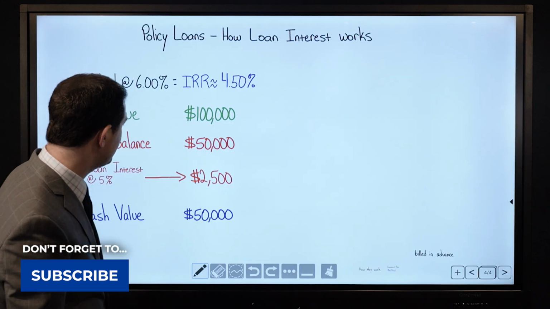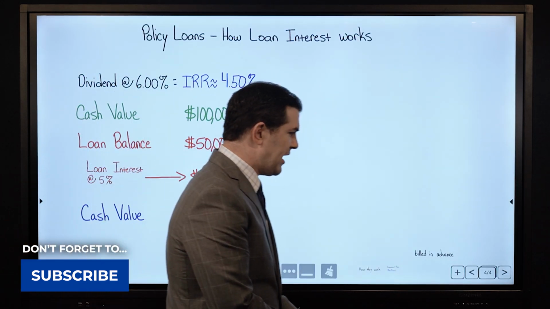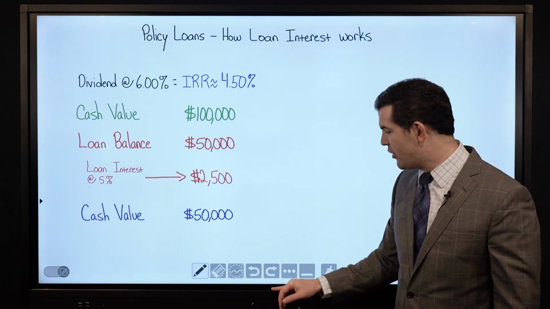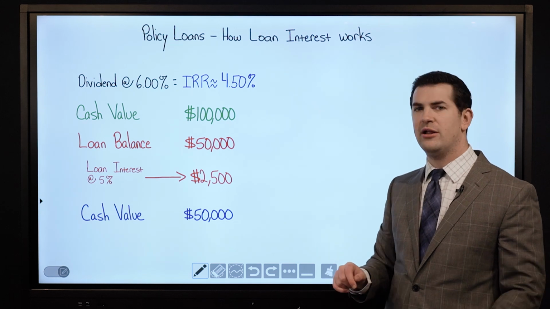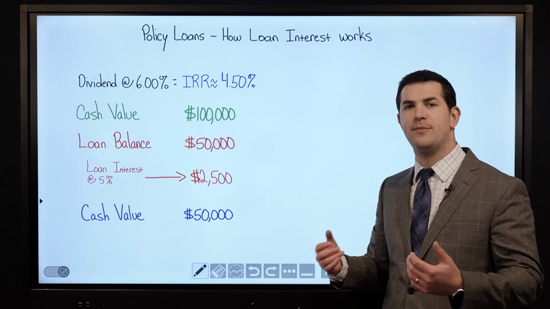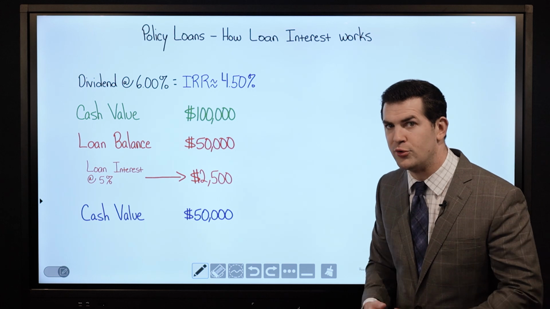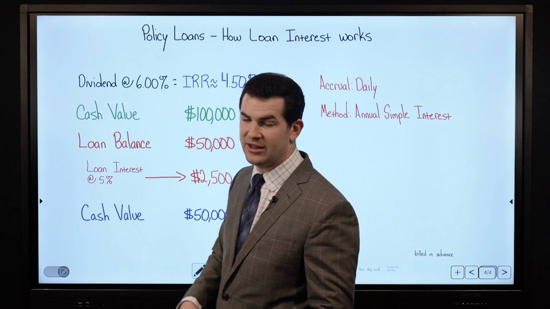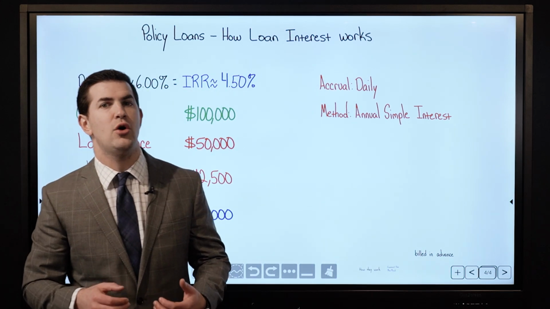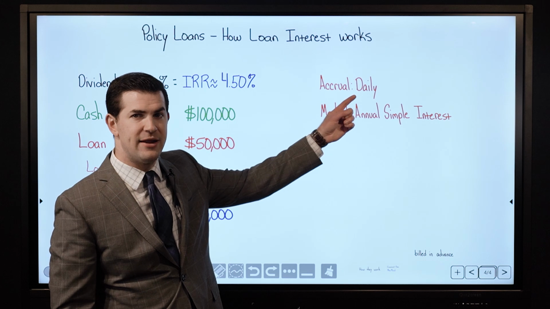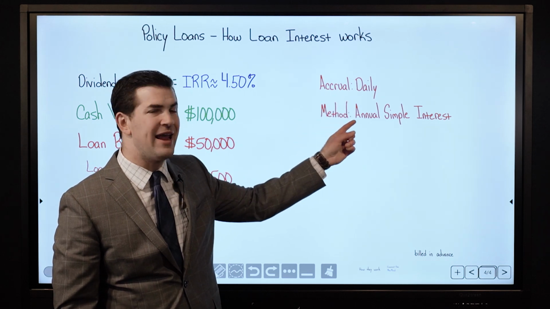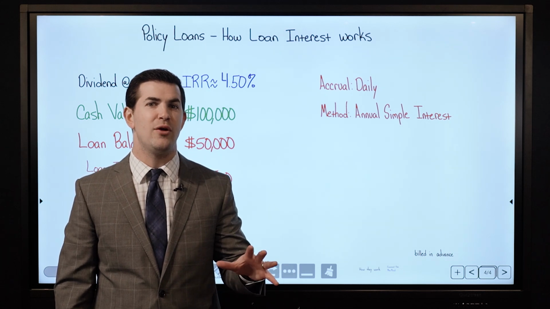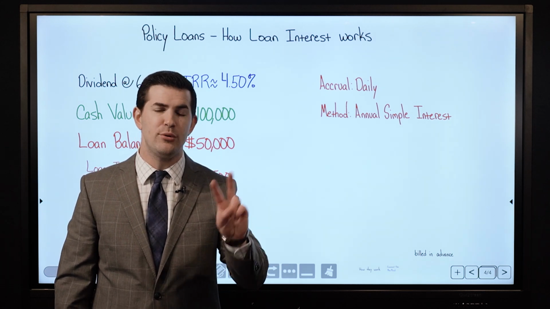Okay, so I took out that $50,000 loan. I've got $50,000 remaining in equity. How does this $2,500 actually build up over time? That's my question if I'm the policyholder, if I'm you. The terminology that the insurance company uses, that the industry really uses, is that loan interest accrues on a daily basis, and the method used is annual simple interest. So when you borrow against your policy, the loan interest accrues daily at annual simple interest.